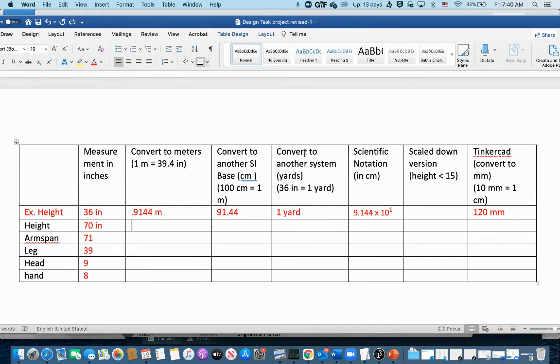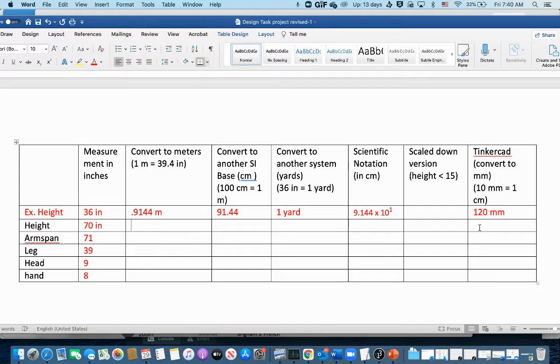Then I'm going to take my inches here to yards. So this is just you showing me a conversion. Then we're going to take what we have in centimeters to scientific notation. And then I'm going to take my original height and scale that down so that the height is less than 15 centimeters. So we're making our superhero here. And that's going to be our height in centimeters. That's going to be the size of an action figure. The only problem now at the last point is we need to put this in Tinkercad, and that's in millimeters. So we're going to have to convert to millimeters right there.